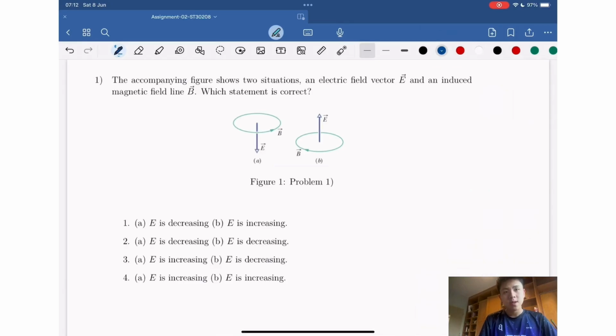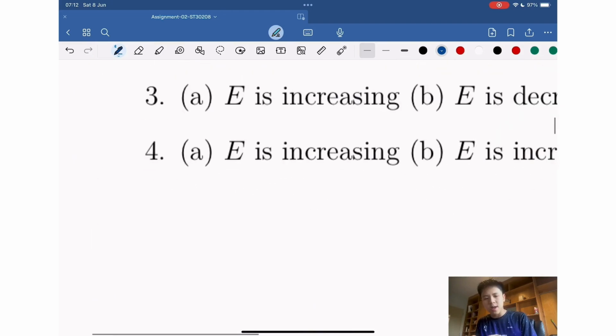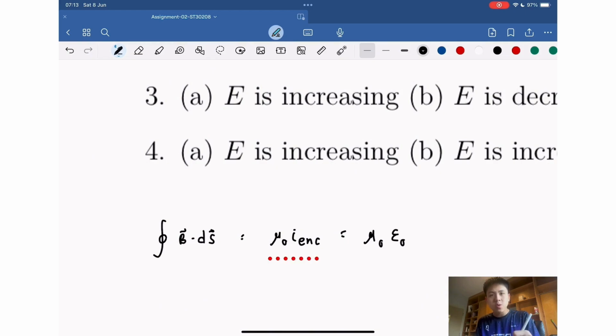Hello, my name is Apiwit. For question number 1, the accompanying figure shows two situations: an electric field vector E and an induced magnetic field line B. Which statement is correct? There are 4 choices. First of all, you need to know this formula: the integral of B dot ds equals mu 0 I enclosed, which equals mu 0 epsilon 0 times d flux by dt.